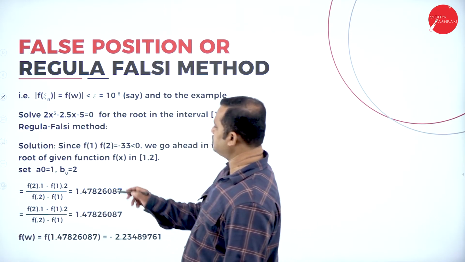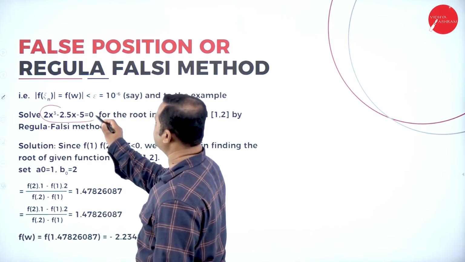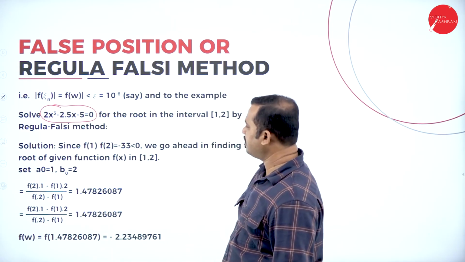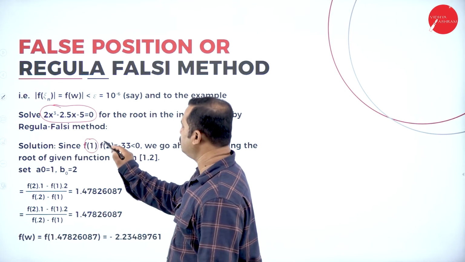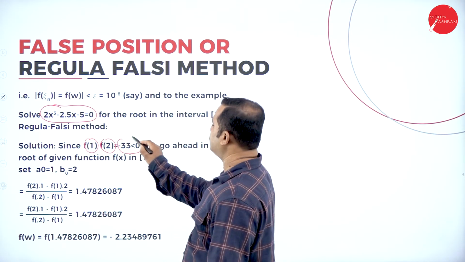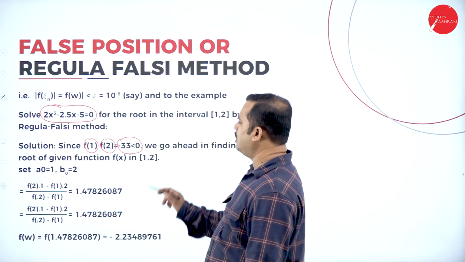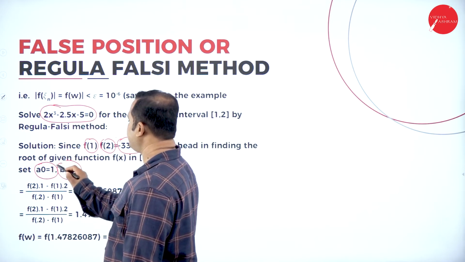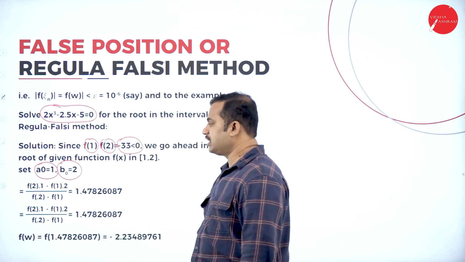Please observe this. We have an equation, 2x cube minus 2.5x minus 5. What is the interval I am considering here? 1 and 2 are the intervals. So f of 1 and f of 2 are calculated, which is minus 33, less than 0. And then we have a0 equal to 1, b0 equal to 2. That is the first iteration.